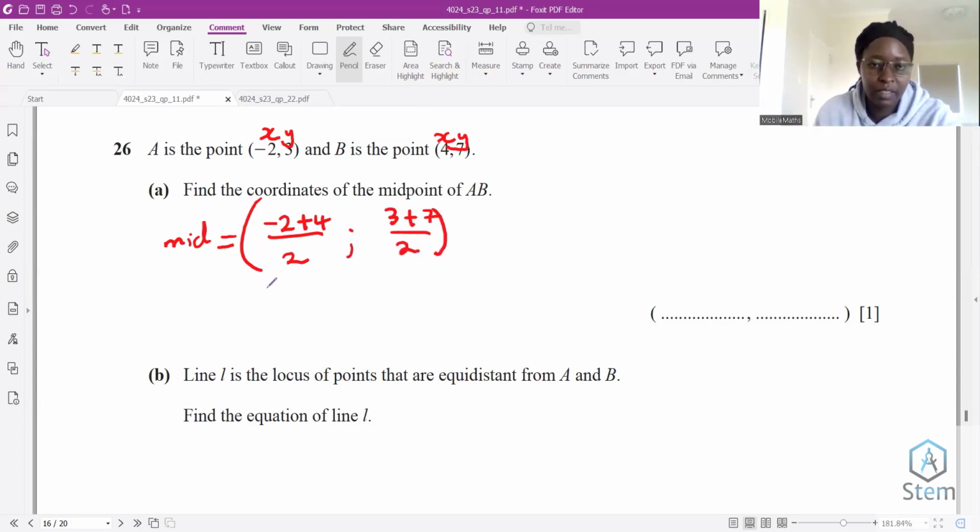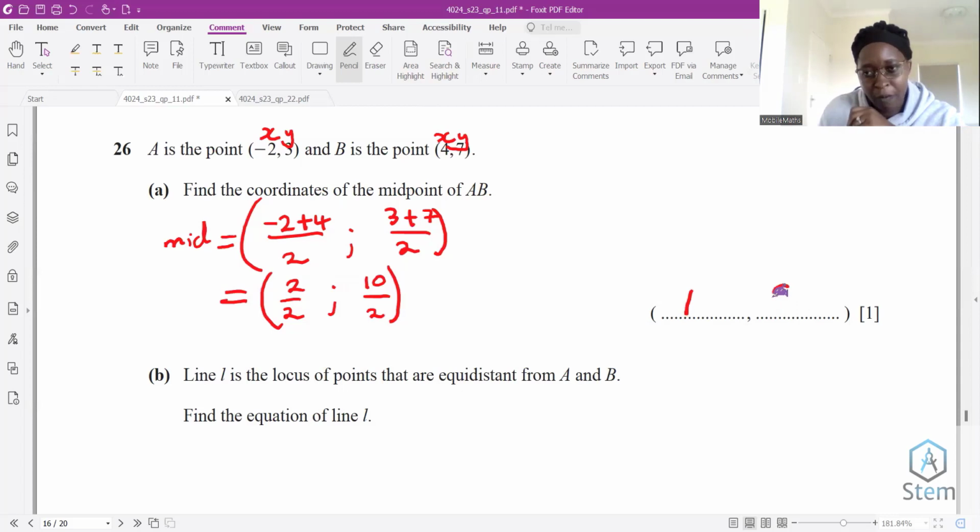Okay, so let's divide this. I'm going to get minus 2 plus 4, that's 2 over 2. 3 plus 7, that's 10 over 2. So 2 over 2 is 1, and 10 over 2 is 5. So this is my midpoint there.